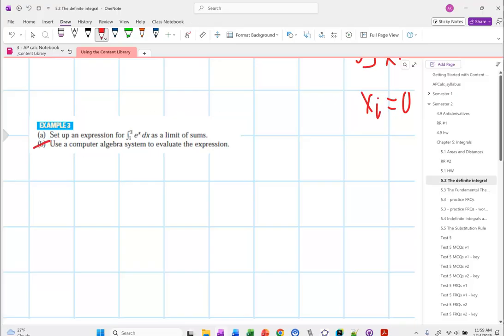All right. We're not going to do part B. But I do want to do part A here for this example. It says set up an expression for the integral from 1 to 3 of e to the x dx as a limit of sums.